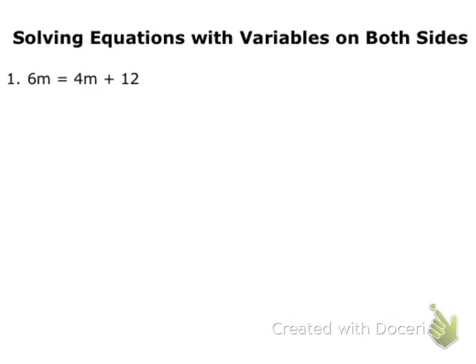And we're solving equations with variables, but this time the variable is going to show up on both sides of the equal sign. So our goal is still going to be the same, to get the variable by itself, but first we're going to have to combine them, and that means moving one to the other side. So we're looking at number 1 here, 6m equals 4m plus 12.